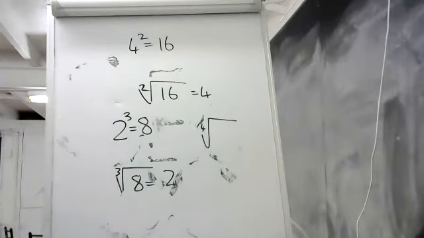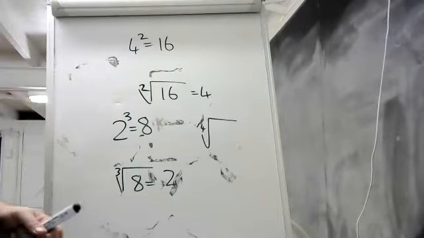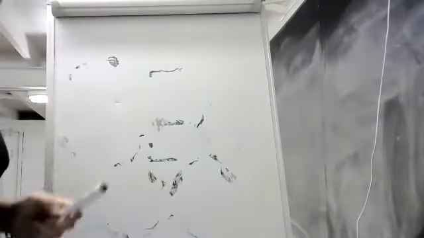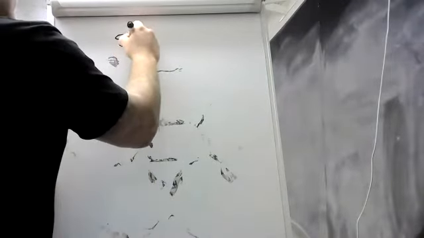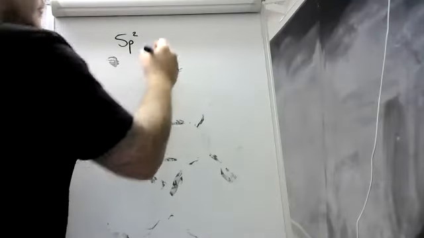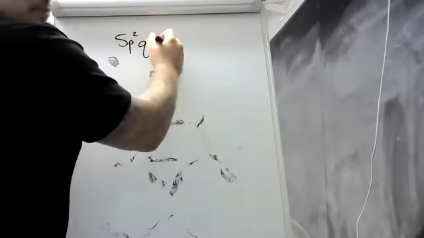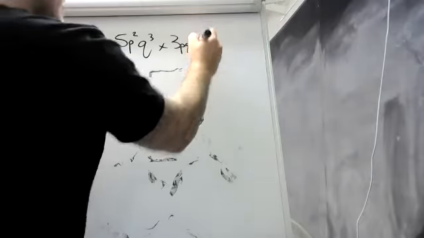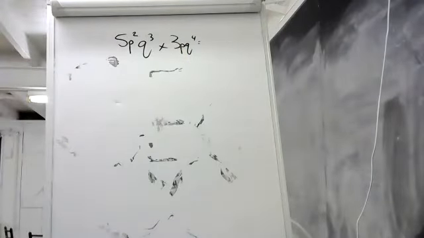So if we were to look at some simplification, how are we doing for time? We're doing all right. With our multiplication, we have 5p squared q cubed times 3p q to the power of 4. All right. If you're watching the recording, Henry, have a go at this. Take 60 seconds. Should be fairly simple if you follow the like term rules.